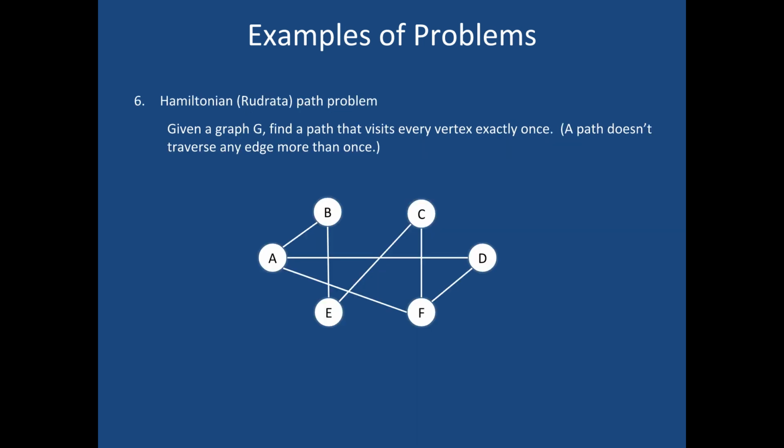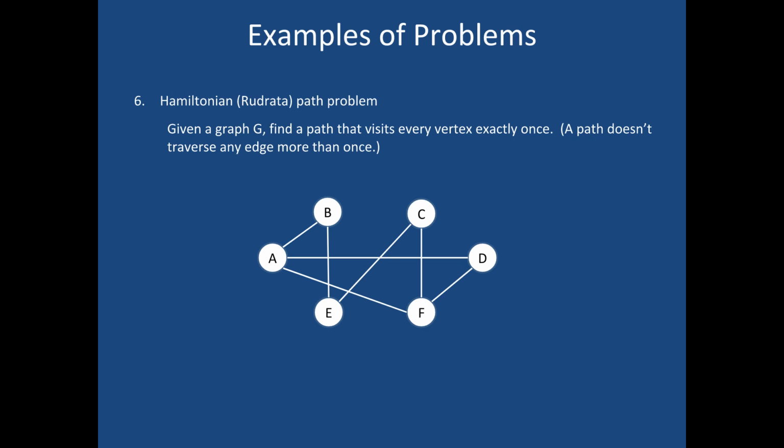Okay? The Hamiltonian path problem. I've already been talking about that. Your book calls it the Rudrada path problem, I think because the authors feel like Rudrada got cheated out of this because he studied it first and the Hamiltonian got named after it. But you won't find that name anywhere else that I can tell. I don't believe it's Alexander Hamilton.